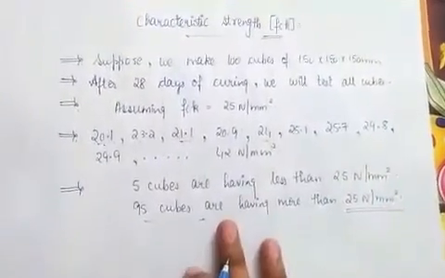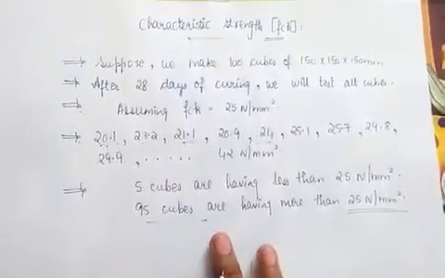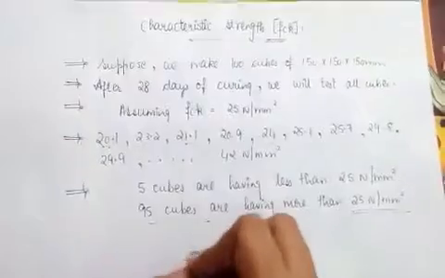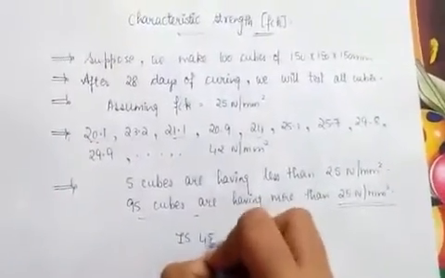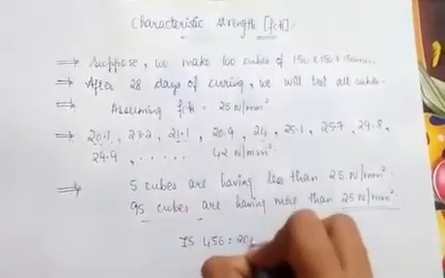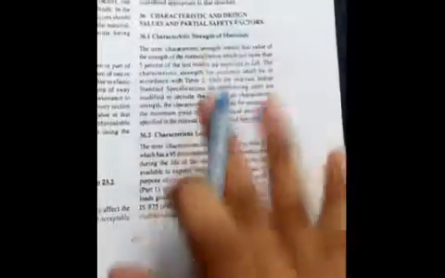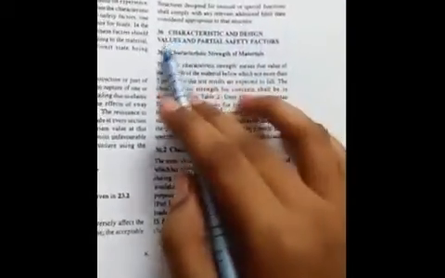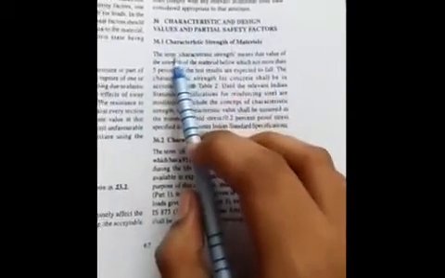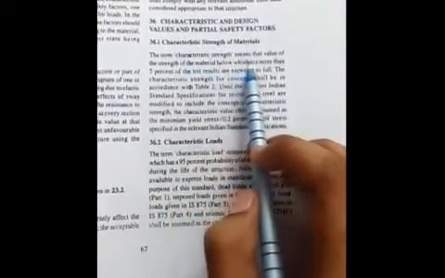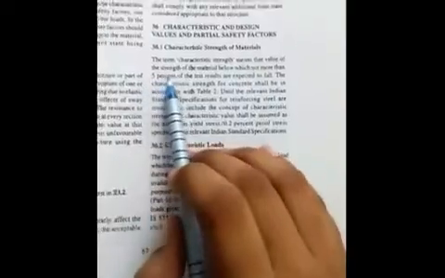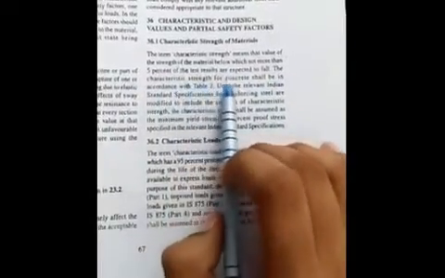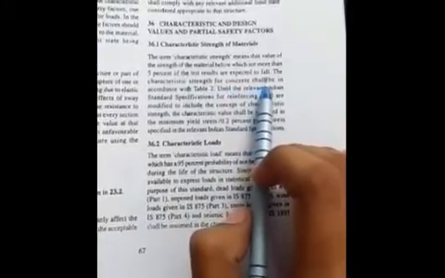Now let's check out the exact definition of characteristic strength that is given in IS 456/2000. So in IS 456/2000 on page number 67, clause number 36.1, you can see the definition. The term characteristic strength means the value of the strength of material below which not more than 5% of the test results are expected to fall.